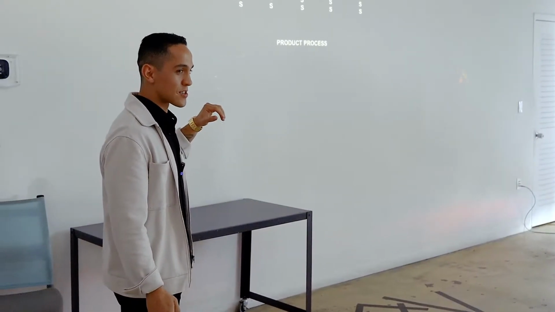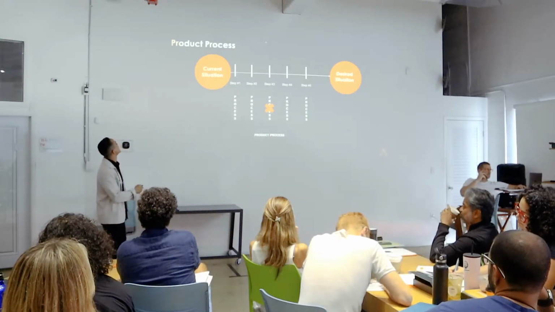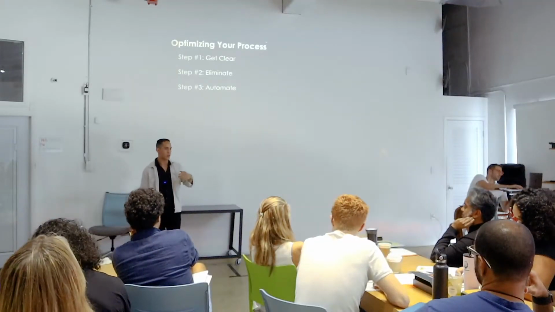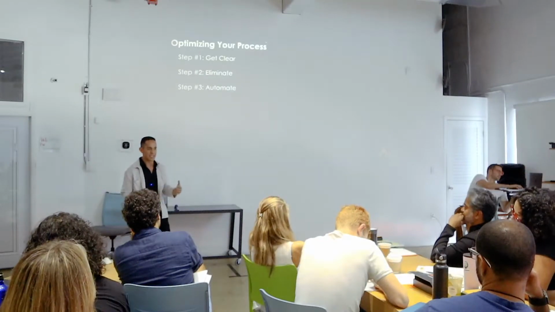But I couldn't do this if I wasn't clear on my process. So I know I'm flying through this. It's a lot of information. Bear with me. The first step is to eliminate what doesn't need to be there. The next step is to automate what can be automated. A lot of the things that we do, whether we're in a client business or in a product business, can be automated. Technology is amazing.